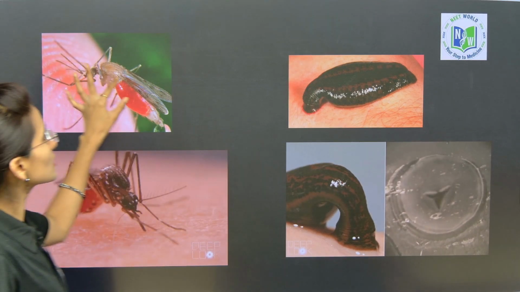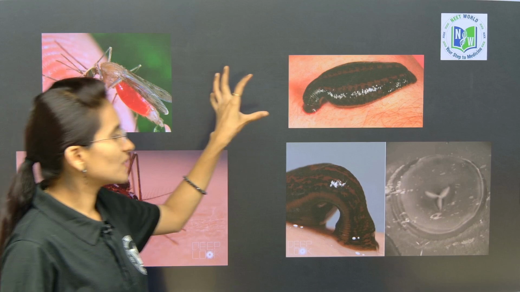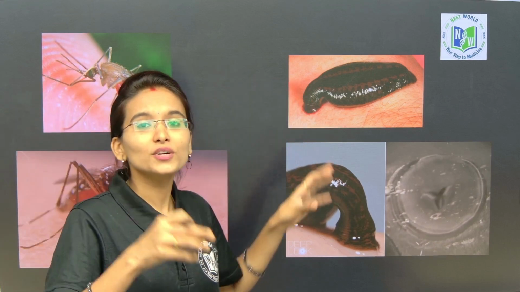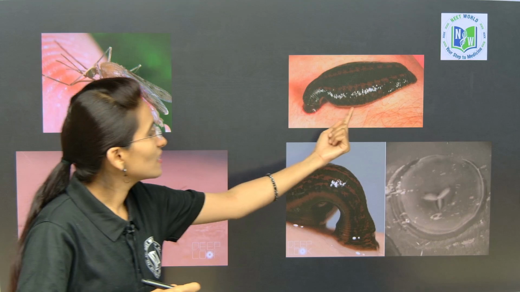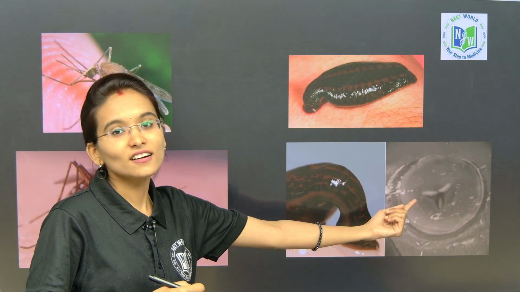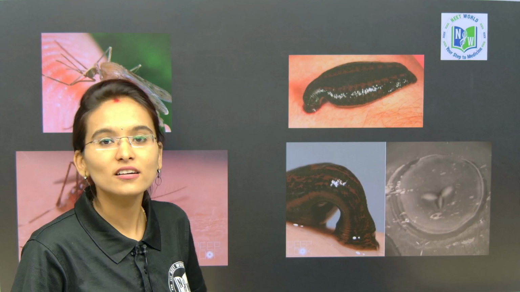And next coming towards the mosquito and leech. Okay, these two are the different types of organisms which are going to suck the blood from the humans. Yes, the leech is going to contain a sucker. Okay, with the help of the sucker it is going to extract the blood from our body.